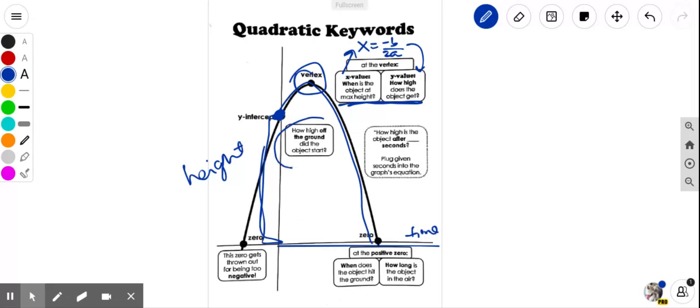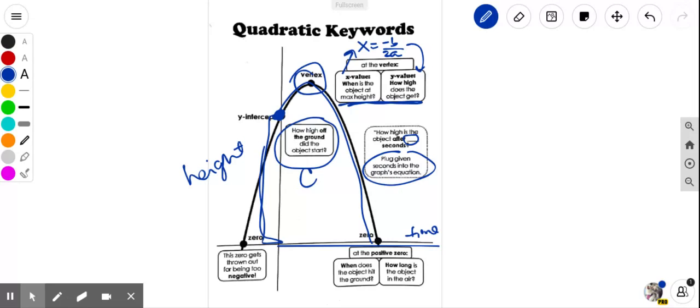Again, how high off the ground did the object start? That's always the y-intercept, which is your c when it's in standard form. And then a lot of times you're asked, how high is the object after blank seconds? And that's when you would just plug it into the equation to get the corresponding y value.